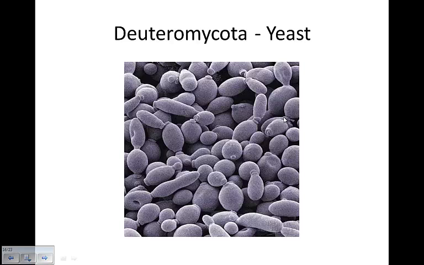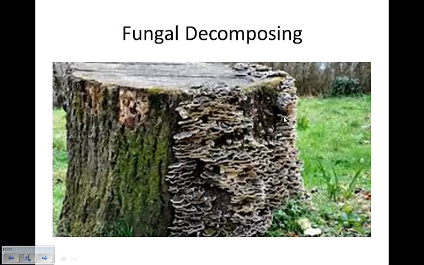Humans use yeast for bread and alcohol, so this yeast goes into Deuteromycota. Candida albicans is the fungus that causes yeast infection of the vagina, and mycosis means a fungal infection. If someone has mycosis, what's prescribed is a fungicide for this.